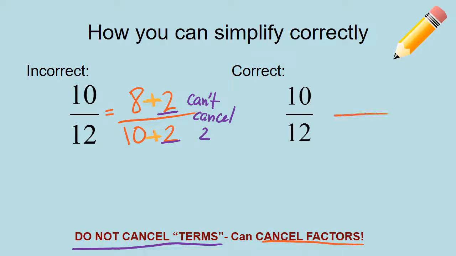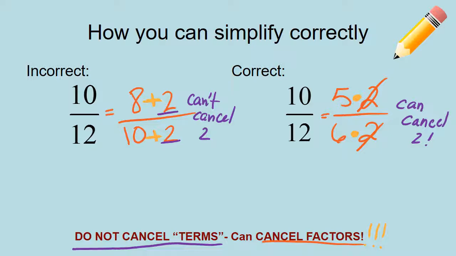For example, if I have 5 times 2 and 6 times 2, I can cancel those 2's. So in this example, you can cancel 2 because there's a multiplication symbol separating those. So you can cancel factors, but you can't cancel terms. And that's why, because I'm adding or subtracting, nothing goes away. Because I'm multiplying, stuff can go away. So be very careful with what you can and can't cancel.